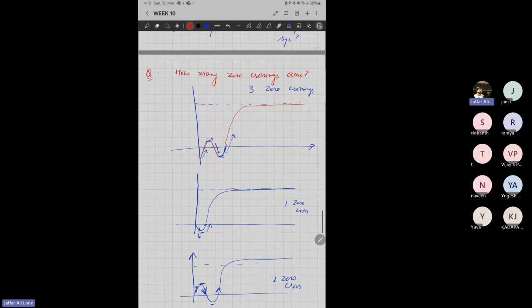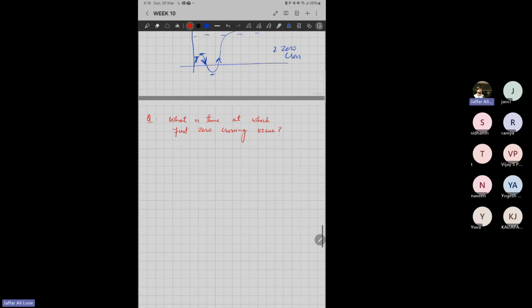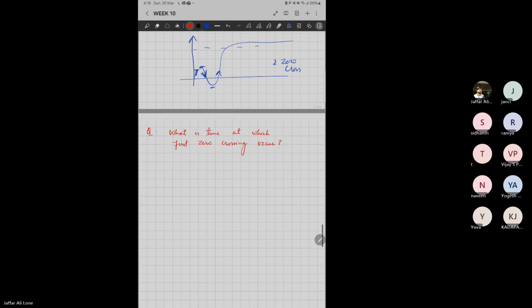Like this time, we need to find out this time. Sometimes you might be asked to find the time when the second zero crossing occurs, or the time when the third zero crossing occurs. Eventually, you should be able to find all of this. So how to solve such questions?